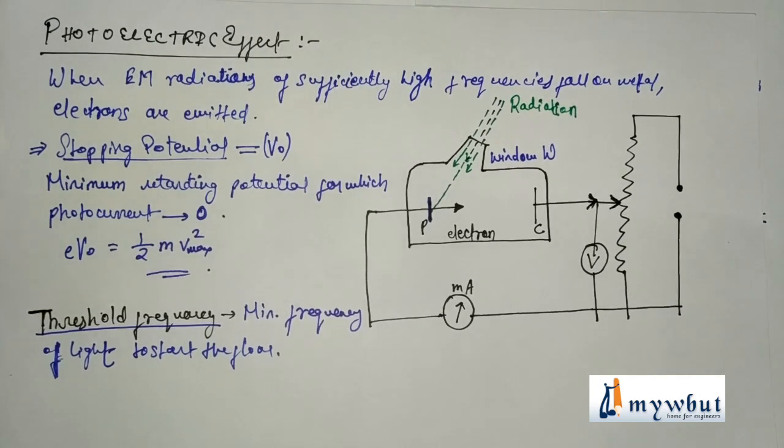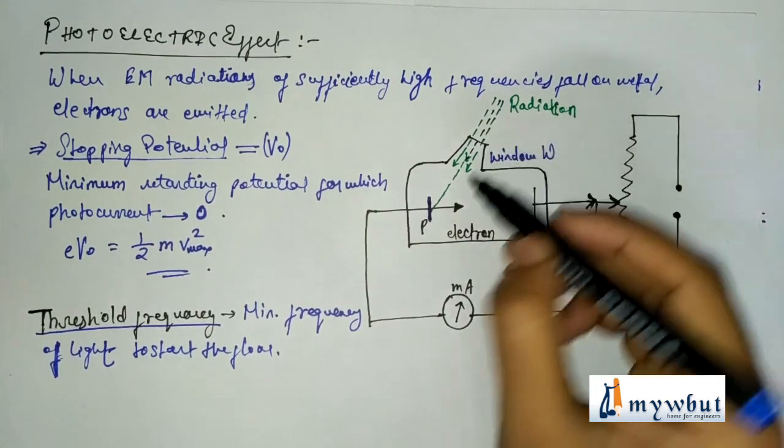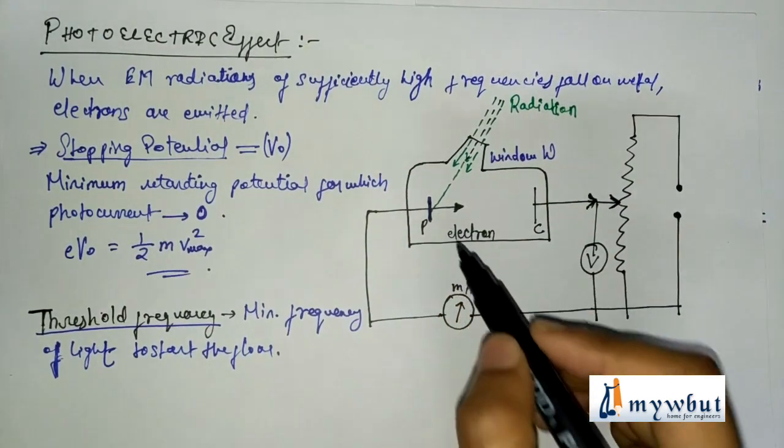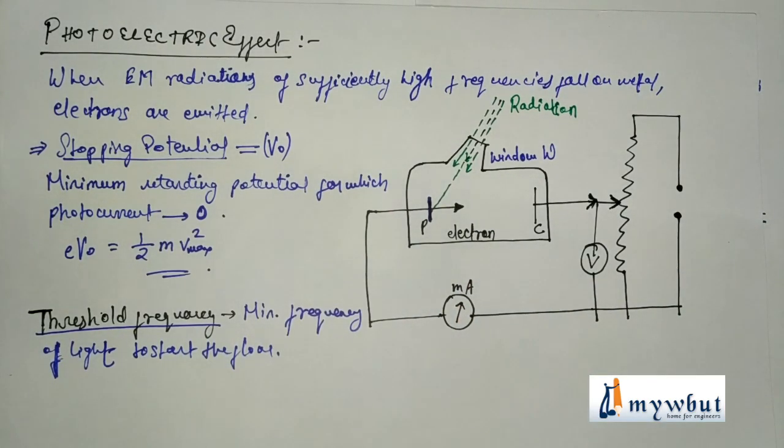So another important definition is threshold frequency. Threshold frequency is the minimum frequency of light to start the flow. That is the minimum frequency that the light must have to strike the electrons with that much energy, so the electron can start flowing and the current starts to flow. That is known as the threshold frequency. So now let us summarize some laws of photoelectric emission for you.